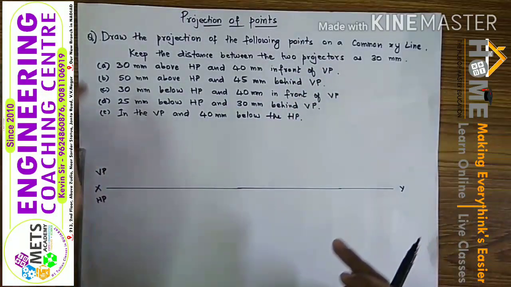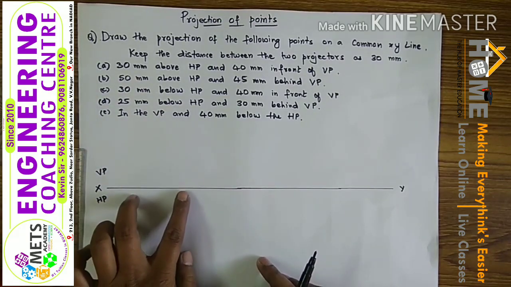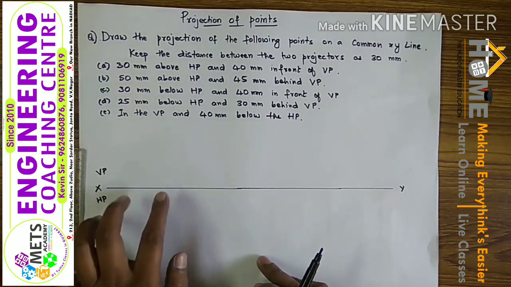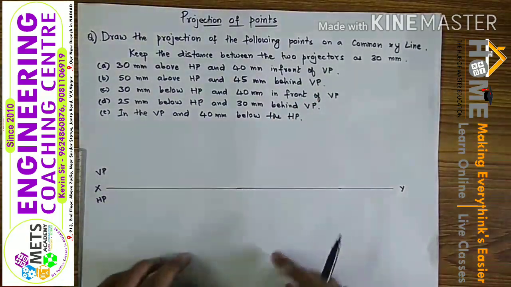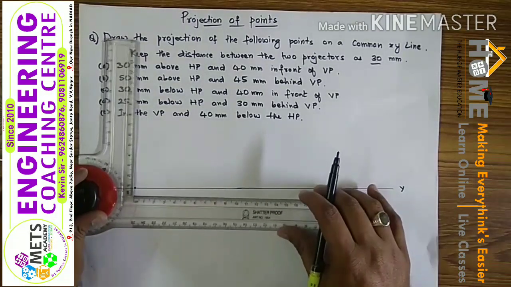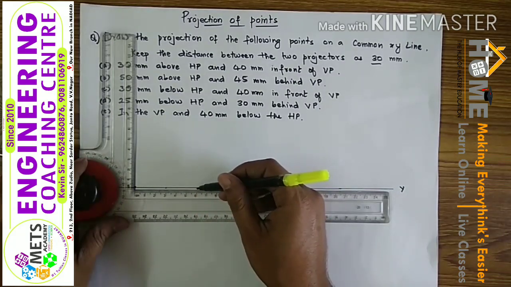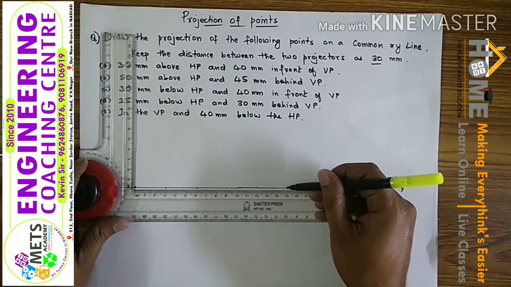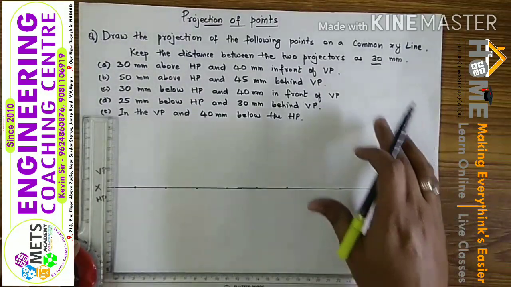Here, A and B, these are called projectors. Means A, B, C, D, E are called projectors. You have to keep the distance between the two projectors as 30 mm. So first I am taking a point here at 30 mm, then according to the distance, 30, 30, 30, 30. I have taken the distance of 30 mm, which means we have to keep the distance between the projectors as 30 mm.